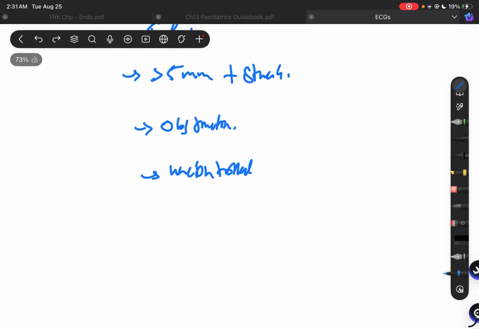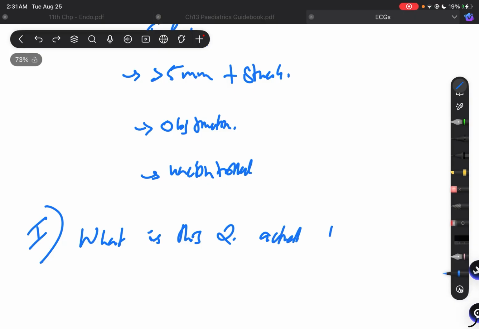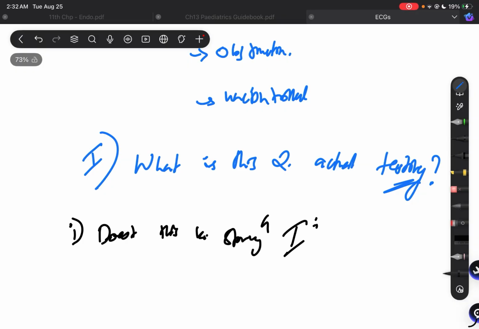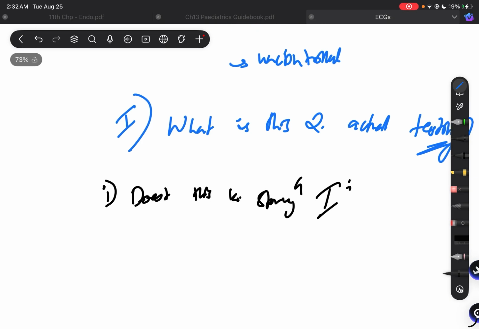So now we move on to the first most important part, which is what is this question actually testing? So there are a few things that this question is actually testing. The first of them is, does this kidney stone actually need an intervention? All right, and this is already established by the CT that was done to this patient.